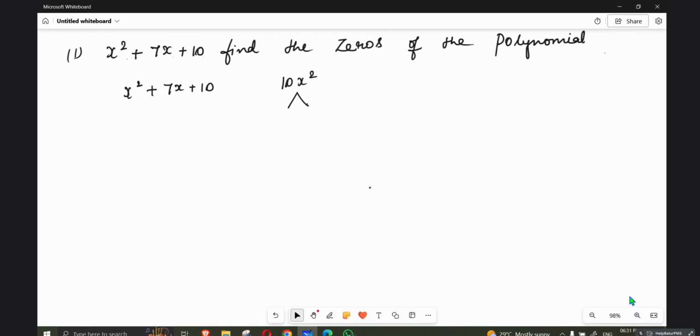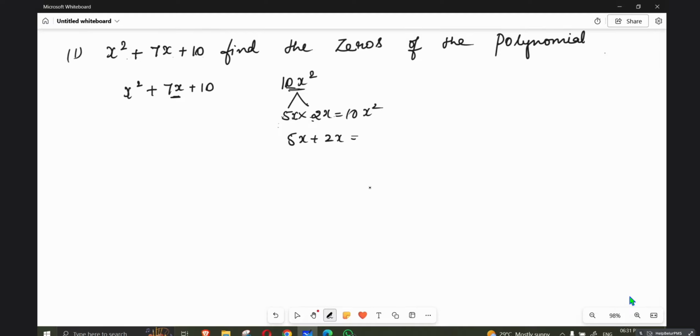So 10x square, I will split into two terms such that when you add them, you get 7x, and when you multiply them, you get 10. So try with the factors. What are the factors for 10? Yeah, 5 and 2. Correct. So you can write it as 5x and 2x. If I multiply, what I will get, 5 twos are 10. x into x will be x square. So when I add them, 5x plus 2x.